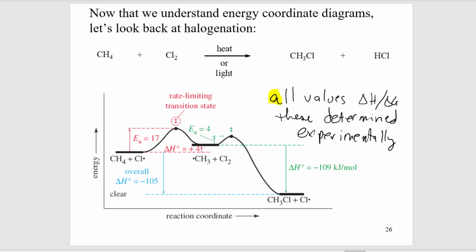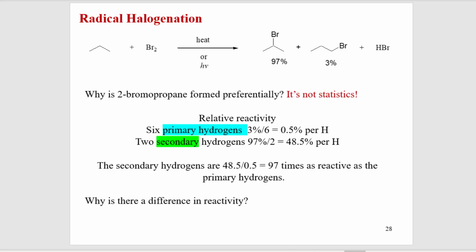Okay, we've been staring for a long time now at the energy coordinate diagram for methane radical halogenation. Let's go back to that more complicated example. I showed you that you could possibly get 2 different constitutional isomers for propane in bromination. Now, I want you to understand that kinetics and thermodynamics do not play along with statistics.